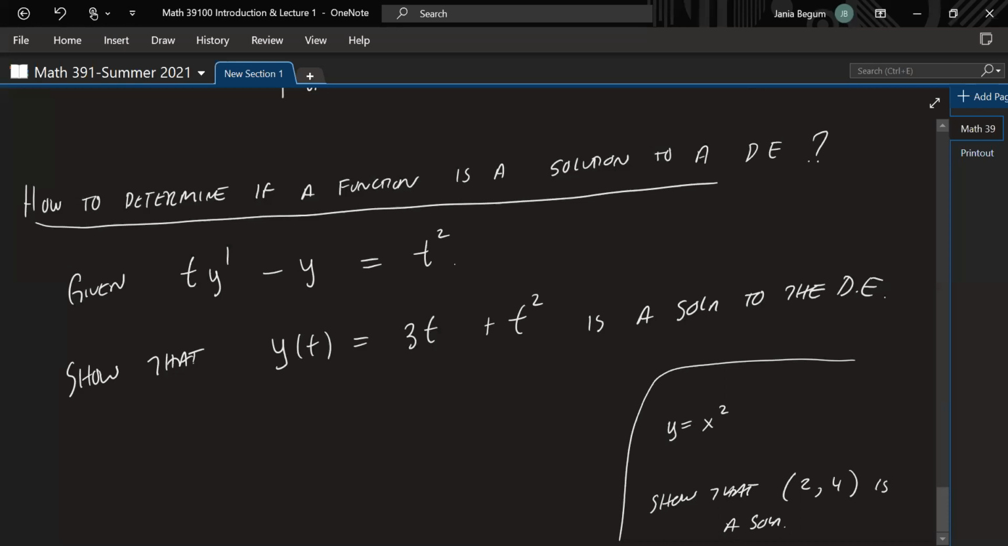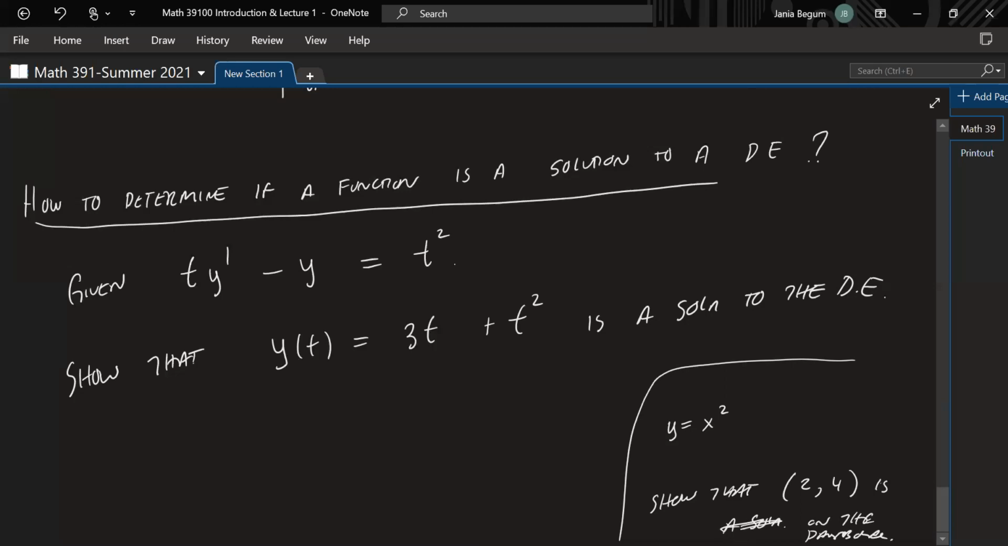Yeah, right? You just plug it in. I give you a point. I want you to show that this point is on the parabola. Well, this point is on the parabola, right? Not a solution, what the heck? Show that this is on the parabola. Right, so you'll just plug it in.